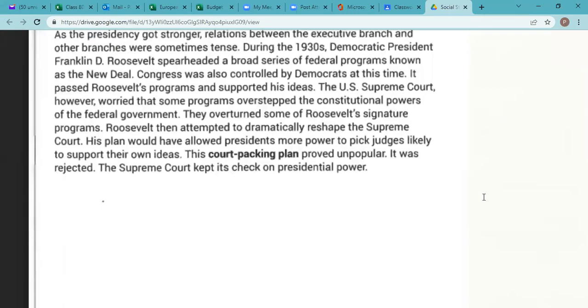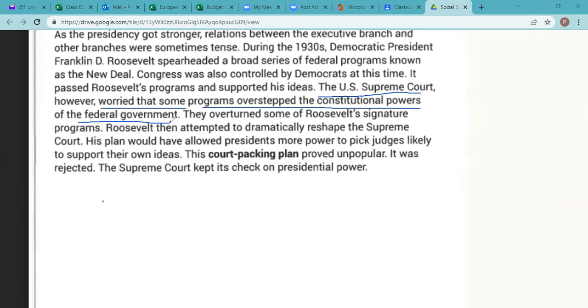All right. And it says that the U.S. Supreme Court, however, worried that some programs overstepped the constitutional powers of the federal government. So they overturned some of Roosevelt's signature programs. So Roosevelt then attempted to dramatically reshape the Supreme Court. So that's going to be a big one. All right, so if they dramatically reshaped the Supreme Court, let's see what happened.